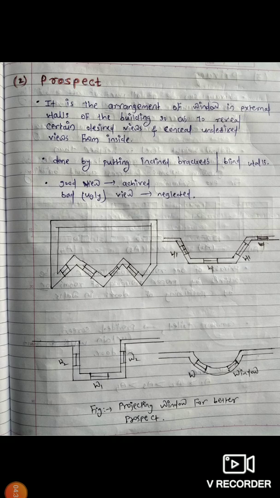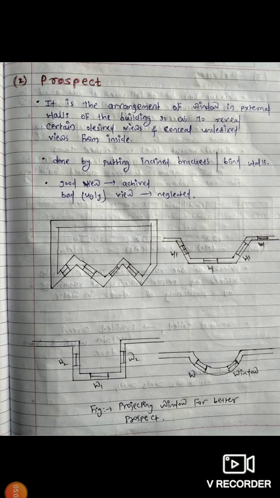On the other hand, if outside the building there are any ugly views, for example garbage dumps, we can avoid them by changing our window positions. This diagram can make everything clear. The figure is named projection windows for better perspectives.